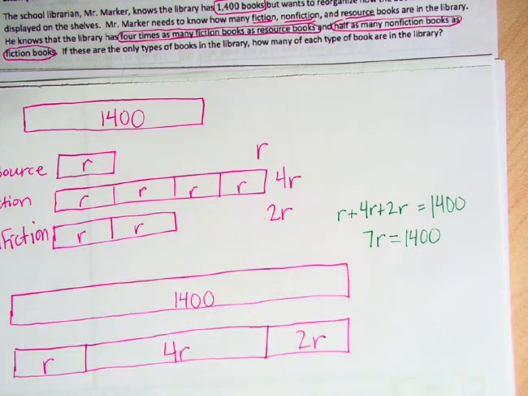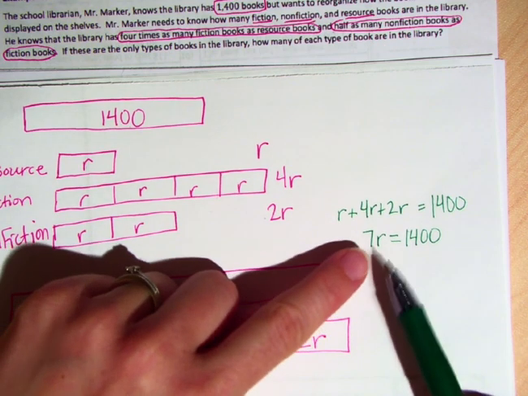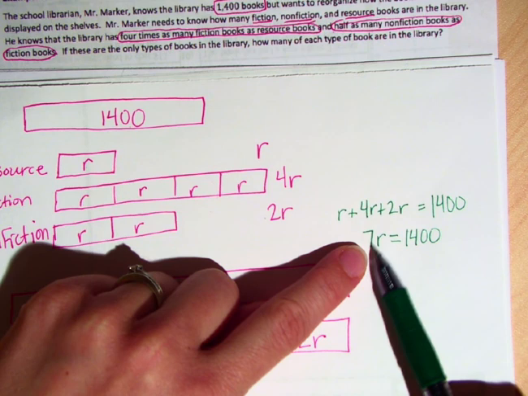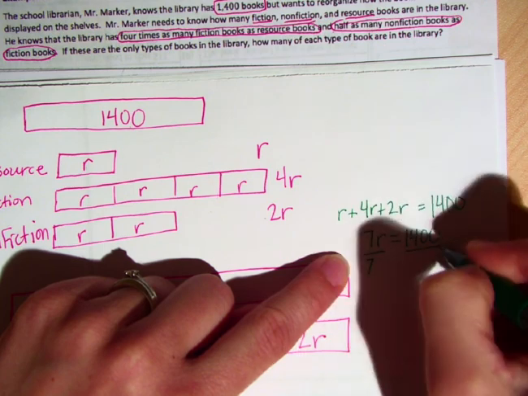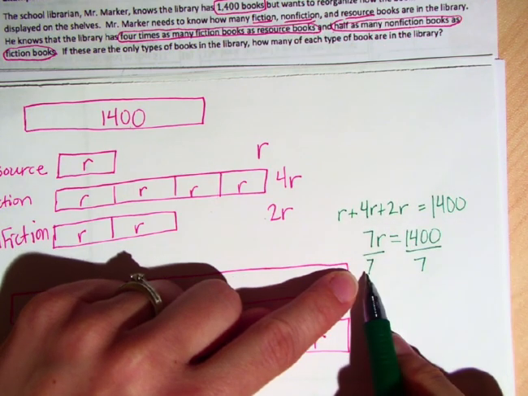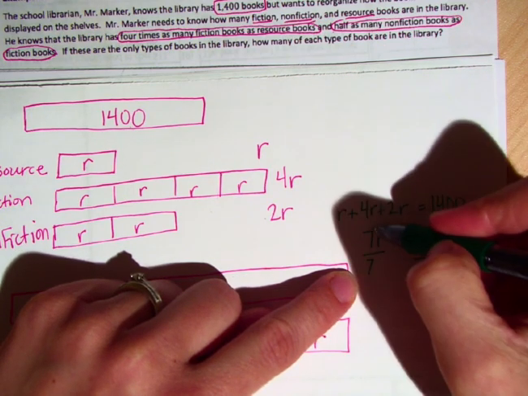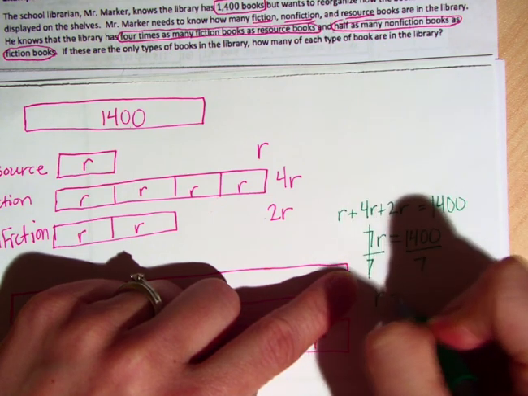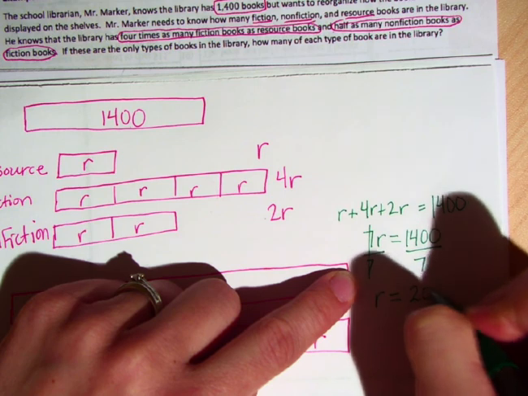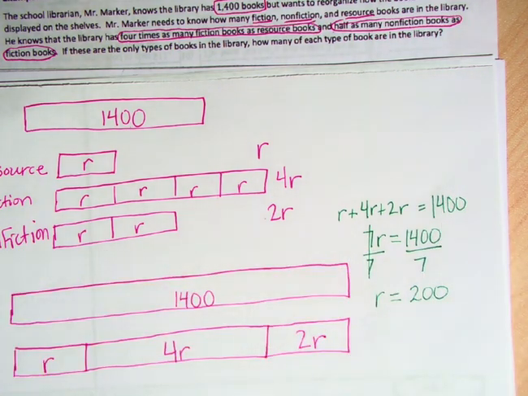All right, now we can solve. It's kind of like a one-step problem. If we know that this is 7 times r, we need to divide by 7. We want to get r all by itself. Whatever we did to the one side, we're going to do to the other side. Our identity property tells us these cancel out. We're left with r equals 200 books.